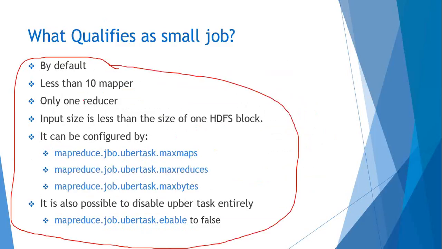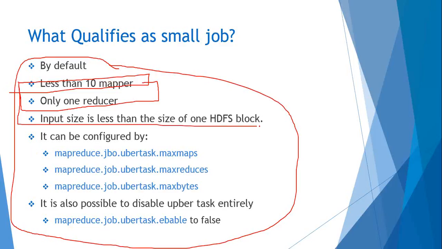So these are the default configurations. Anything less than 10 mappers can be handled with only one reducer. So 10 mappers and one reducer, you can say about the job: the input size is less than the size of one HDFS block. These are the configuration things which you can configure, but these are the default ones.